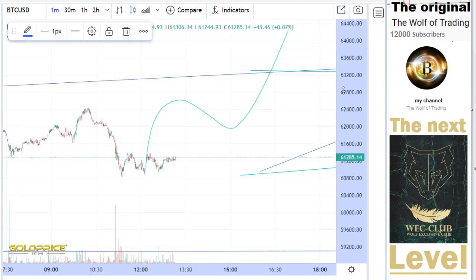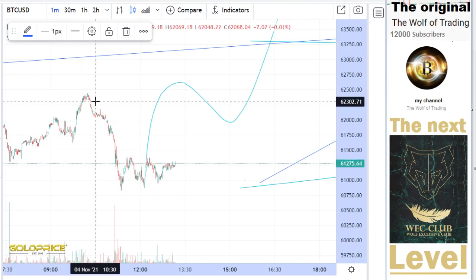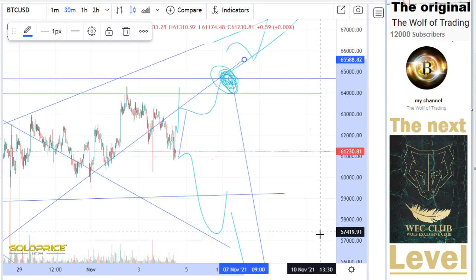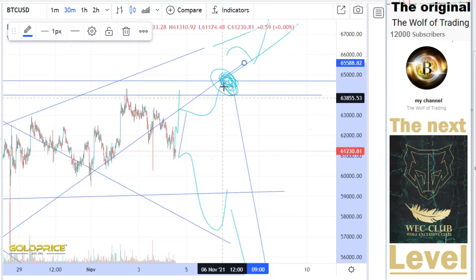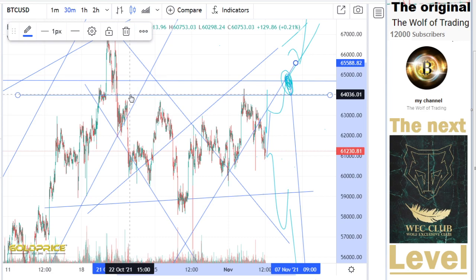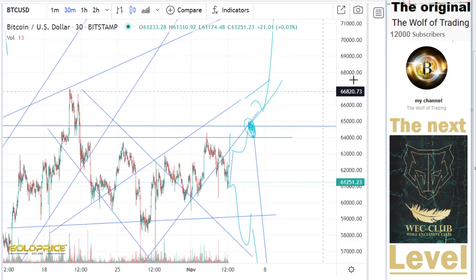We are forming a positive formation here. Now it depends on Bitcoin. Normally, we have to make this move here to 64,000, because we tried this more than three times, one time, two times, three times, and normally we have to break out here and go in the direction of 72,000. This is the first strategy.